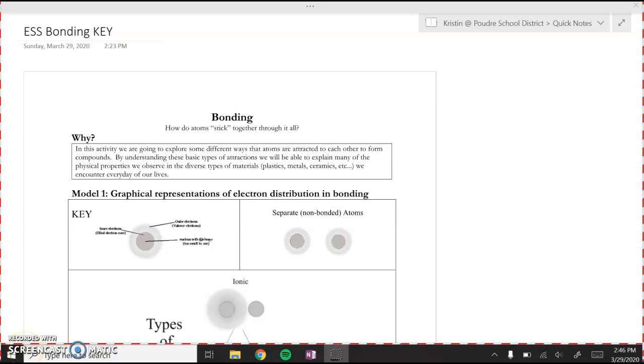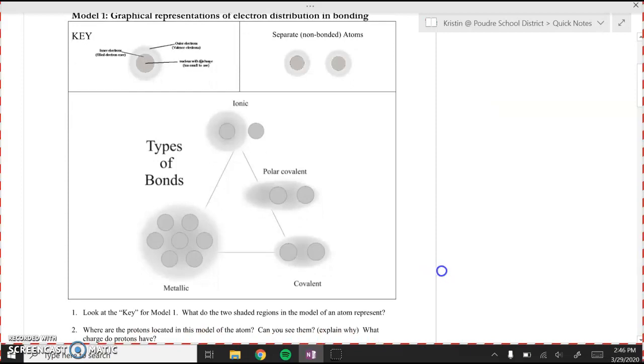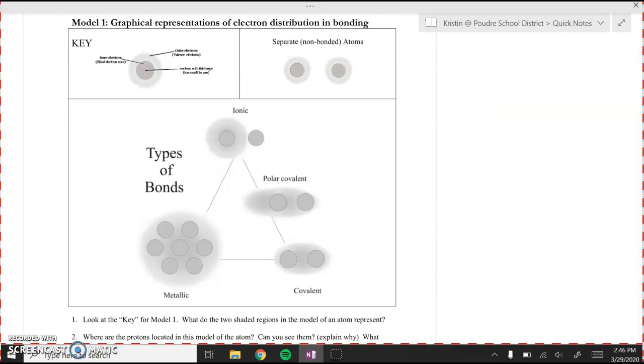Hi, you guys. I'm going to work through the key for this bonding POGIL and also the hydrosphere bonding review, since we don't have the advantage of talking to each other about it in person. So to start off, if we look at the key for Model 1, so here's the key.